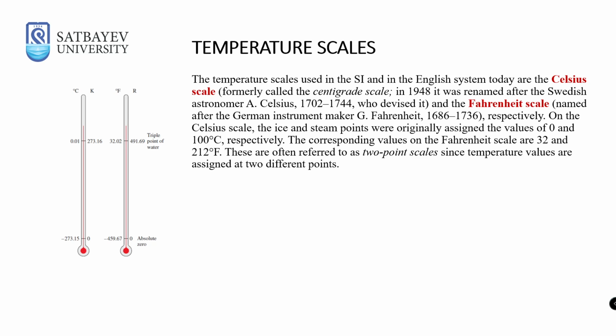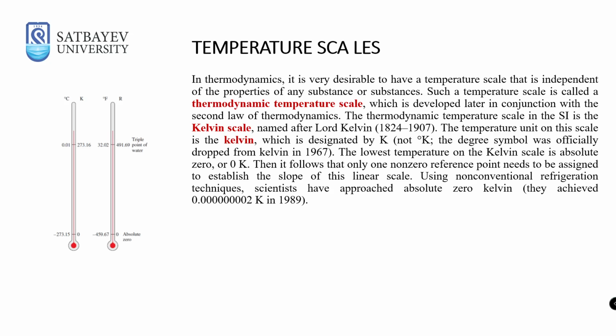On the Celsius scale, the ice and steam points were originally assigned the values of 0 and 100. The corresponding values on the Fahrenheit scale are 32 and 212. These are often referred to as two-point scales since the temperature was assigned to two different points. In thermodynamics, it is very desirable to have a temperature scale that is independent of the properties of any substances. Such a temperature scale is called the thermodynamic temperature scale, which was developed later in conjunction with the second law of thermodynamics. The thermodynamic temperature scale in the International System is the Kelvin scale, named after Lord Kelvin.